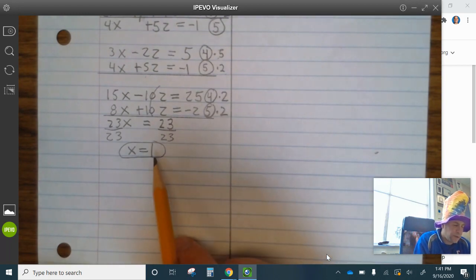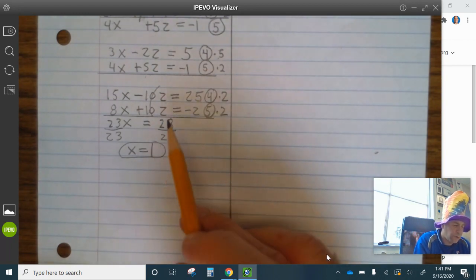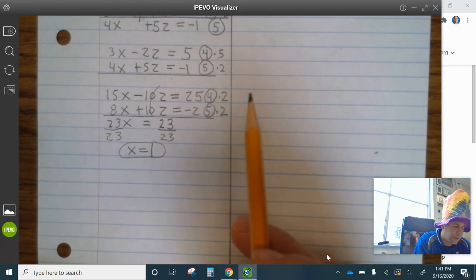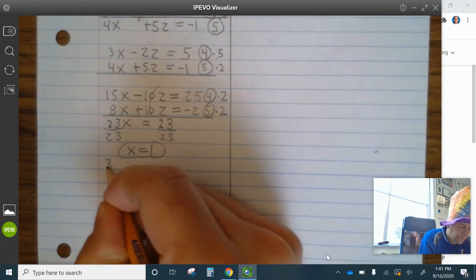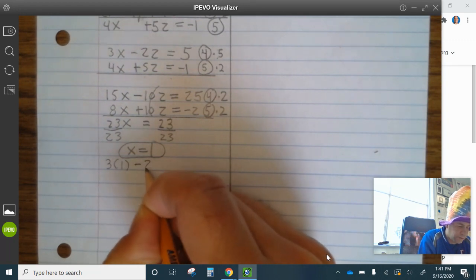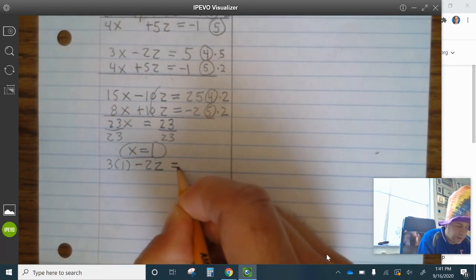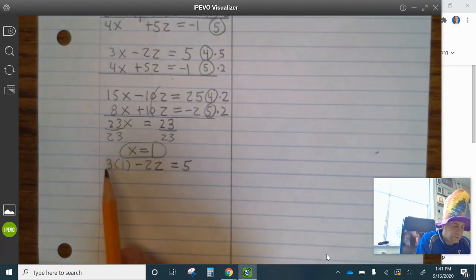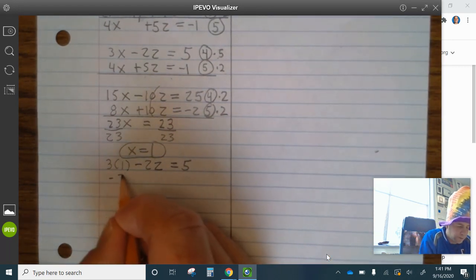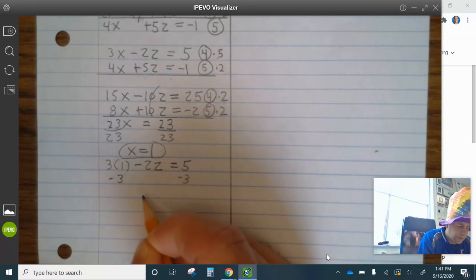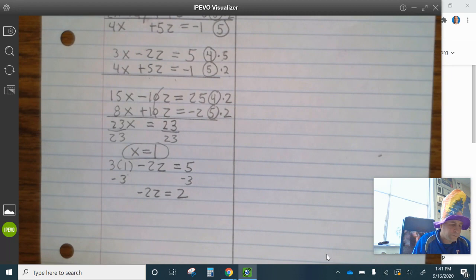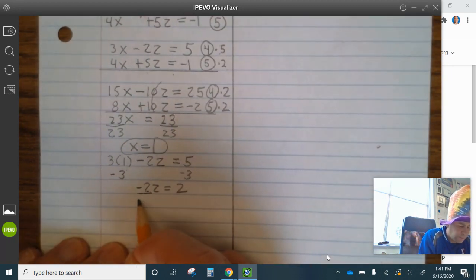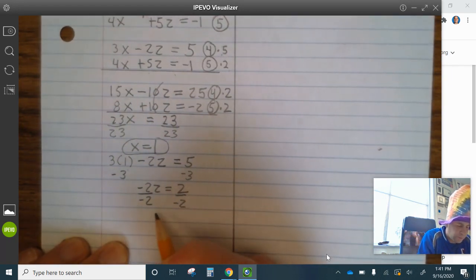Now we're going to plug in 1 into either equation 4 or 5. So it looks like it really doesn't matter. We'll just plug it into equation 1. So that's 3 times 1 minus 2z equals 5. So 3 times 1 is just 3. So we're going to subtract 3 from both sides. So you get negative 2z equals 2. Divide both sides by negative 2. So z equals negative 1.